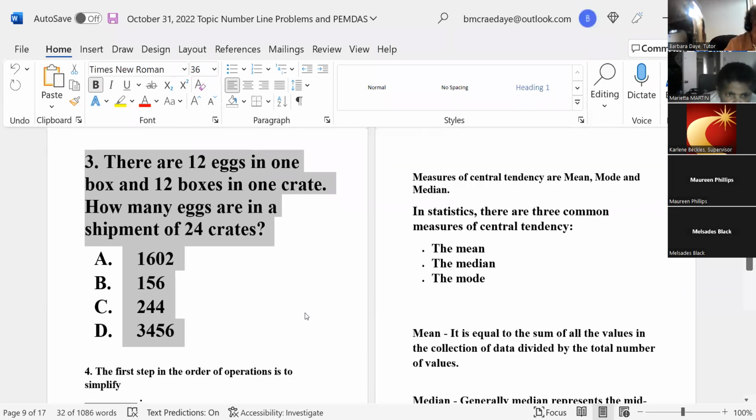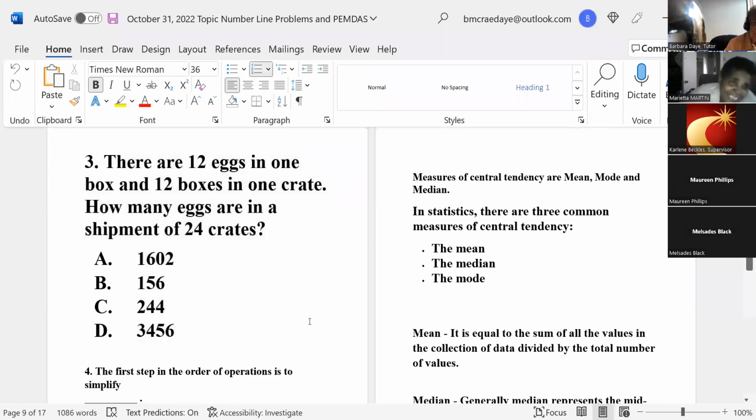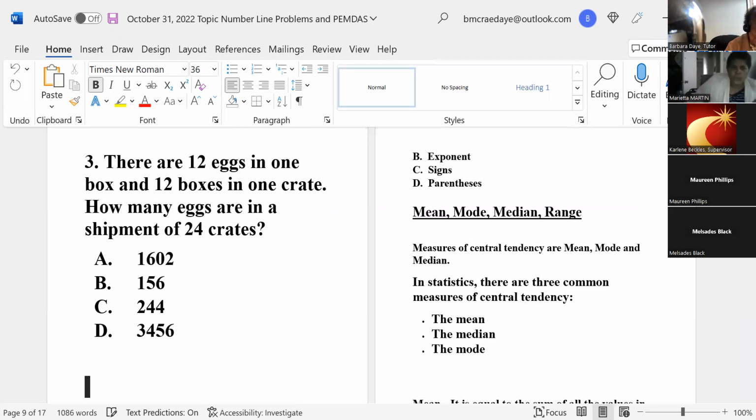Marietta, read number 3. There are 12 eggs in one box and 12 boxes in one crate. How many are in a shipping of 24 crates? Okay, so I know you know how to solve. 12 eggs in one box, and 12 boxes in one crate.